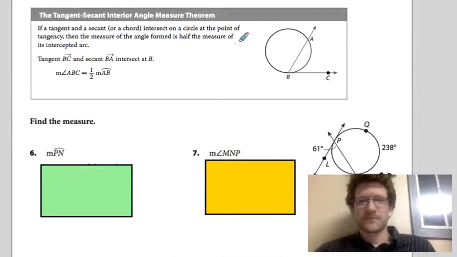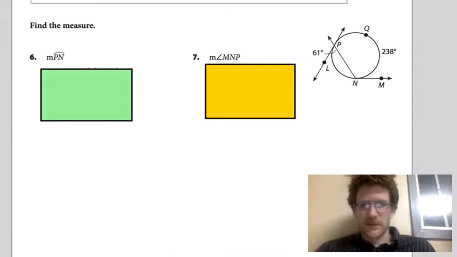Cool, there's another one here. We have a tangent and a secant, and this also works with a chord. This point is right here on the point of tangency. It forms a super cool angle right there. How is that angle related to arc AB? Well, it's half. We've done this sort of thing before.